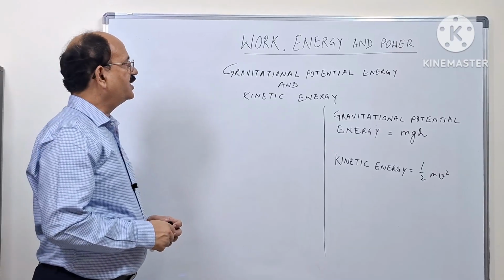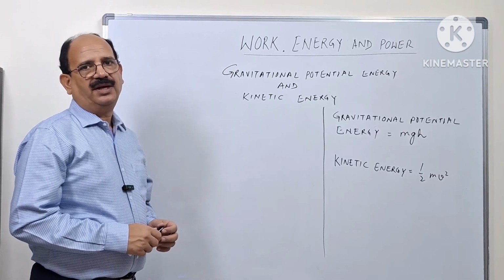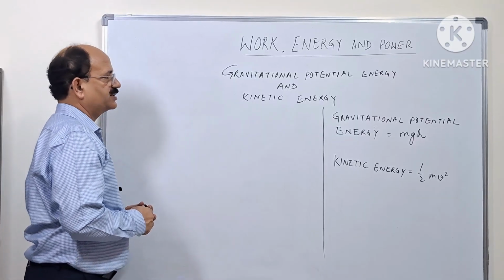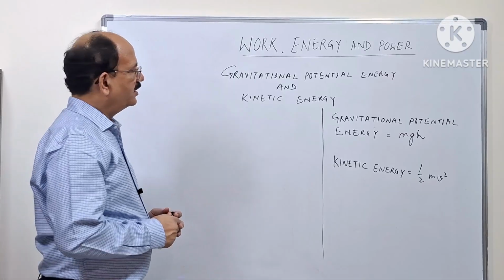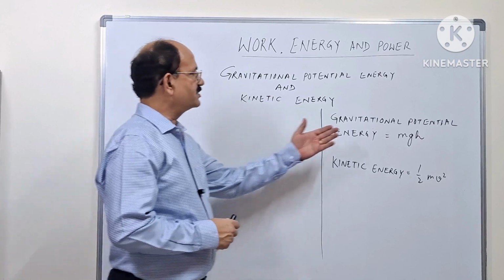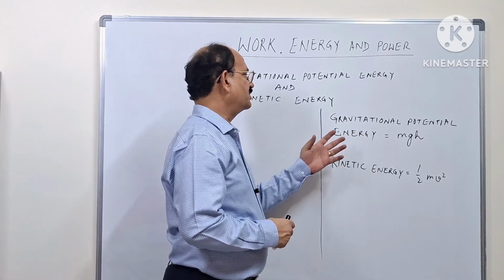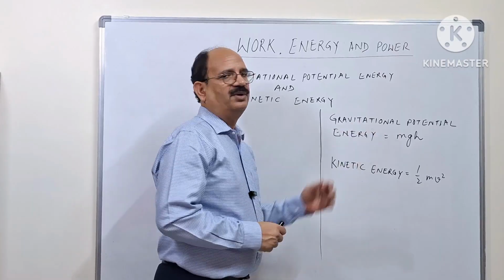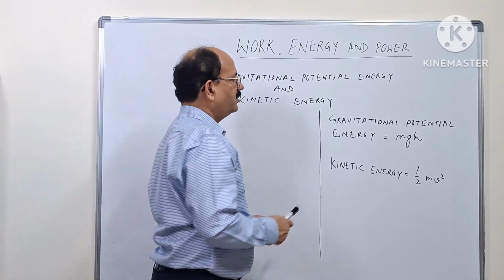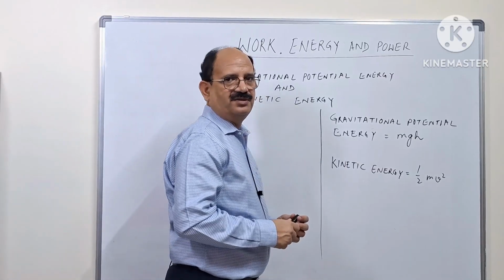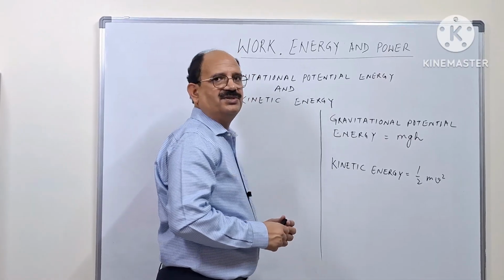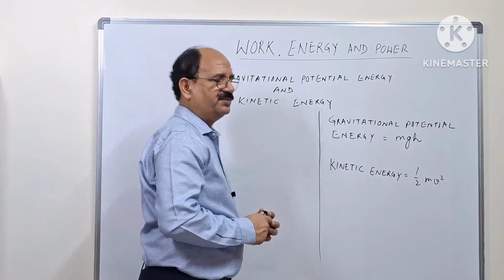Today we are going to extend the concepts of work, energy and power, and we will talk about gravitational potential energy and kinetic energy. So let's first talk about gravitational potential energy. Gravitational potential energy is given by this equation, which is equal to m times g times h, where m is the mass of the object, g is acceleration due to gravity, and h is the height from the ground.